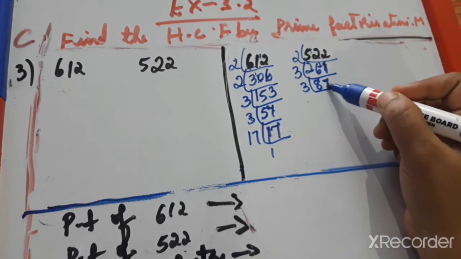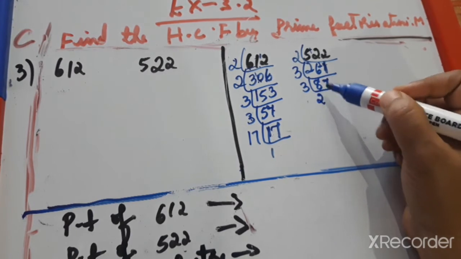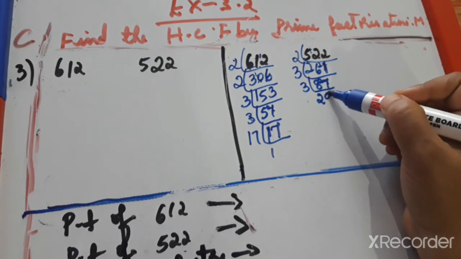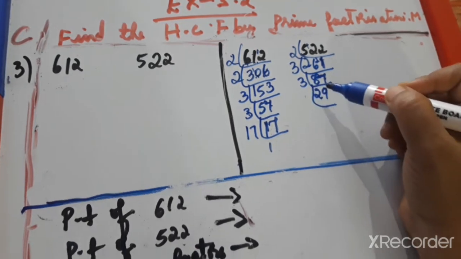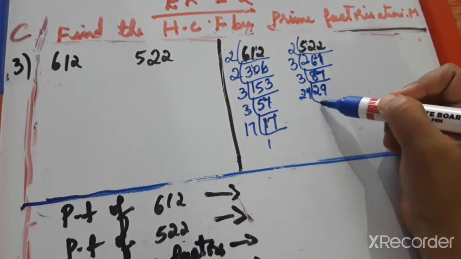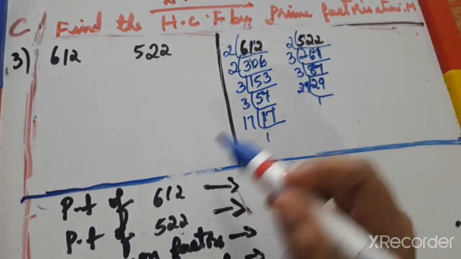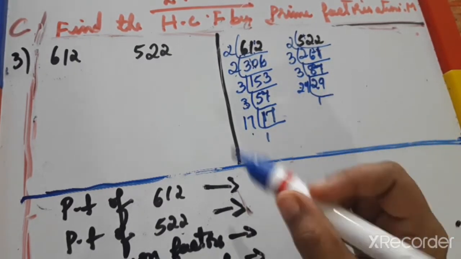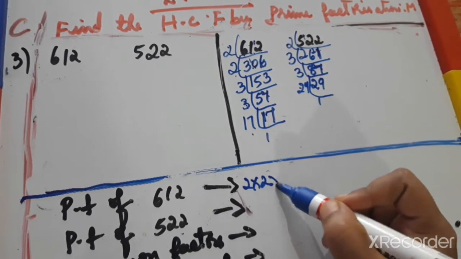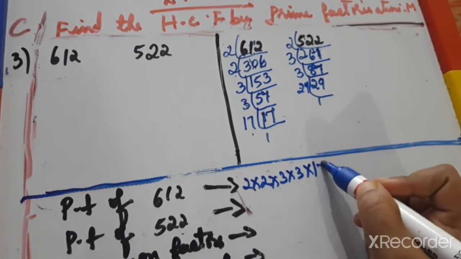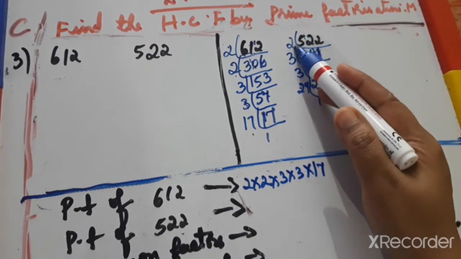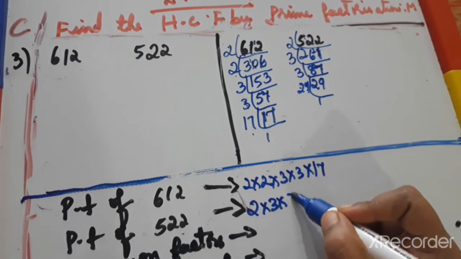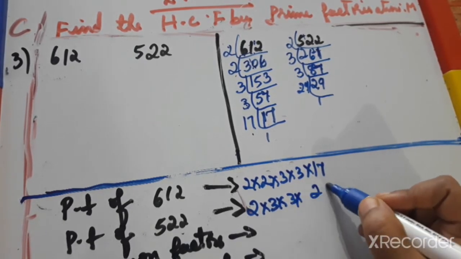In the ones place we get 7 in the 3 ones tables. 3 2s are 6 nearer. 6 means 2 remainder, so together it is 27. 3 nines are 27. Then 29 ones are 29, 29 is a prime number. The prime factors of 612 are 2 into 2 into 3 into 3 into 17. The prime factors of 522 are 2 into 3 into 3 into 29.